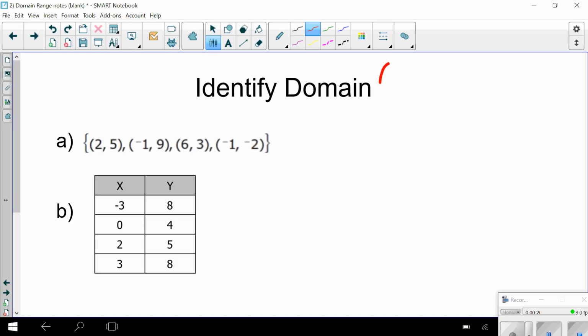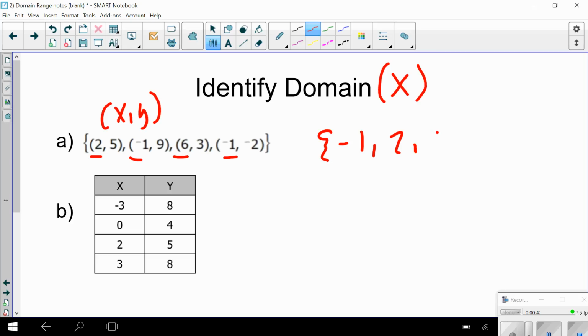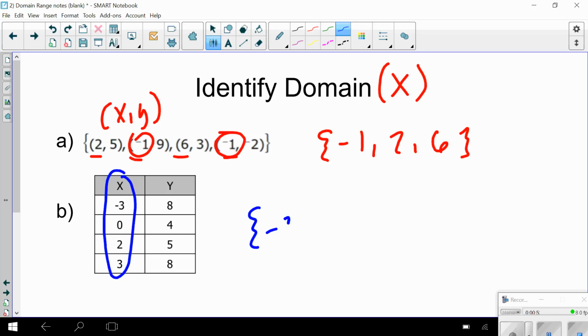To identify the domain in different functions, we're looking for our x values. In an ordered pair, our x always comes first. When we want to write out our domain, we write them in order from least to greatest, and we do not repeat. So notice that even though there are two negative ones, I only write it one time. In a table, my domain is under my x values. We write them in order from least to greatest with no repeats.